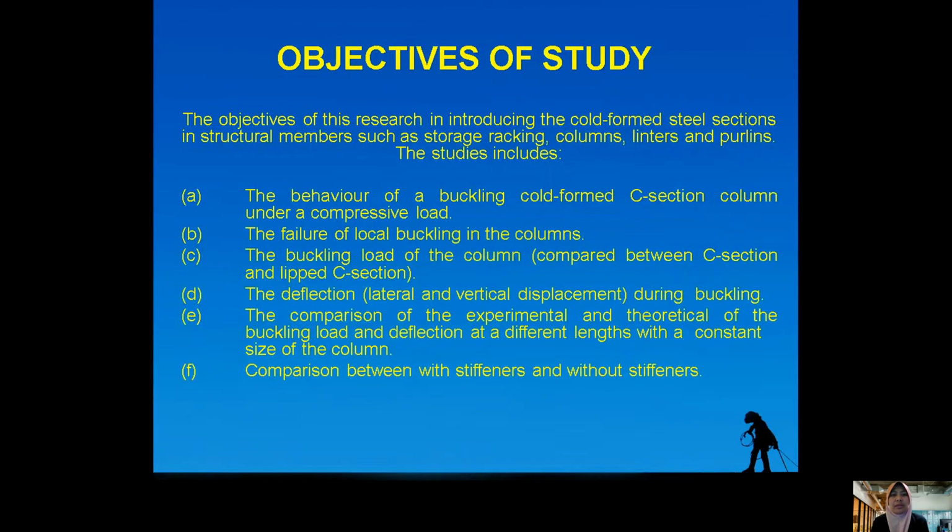The objectives of the study: the first is to look at the behavior of buckling cold form C-section columns under a compressive load, and the failure of local buckling in the columns. The next is the buckling load of the column compared between C-section and lip C-section, and the deflection, lateral and vertical displacement during buckling. The next is the comparison of the experimental and theoretical buckling load and deflection at different lengths with a constant size of the column. And the last one is the comparison between with stiffness and without stiffness.